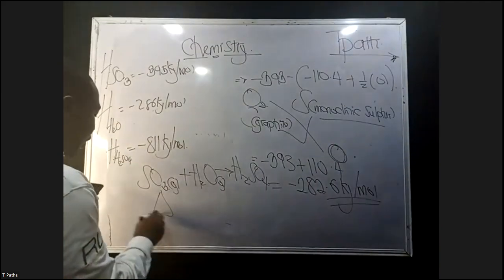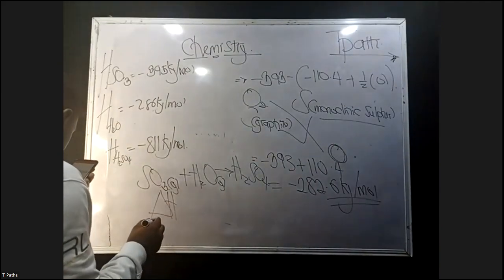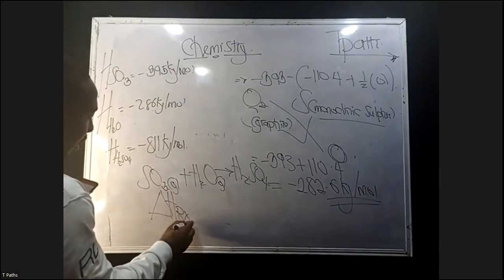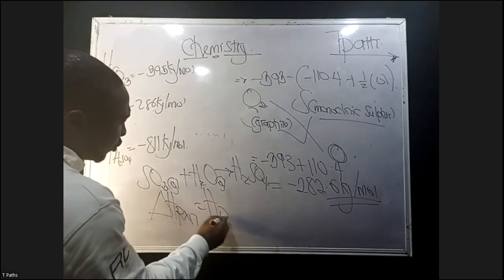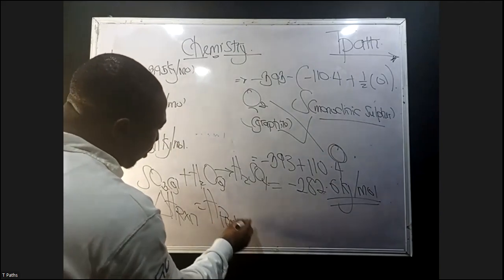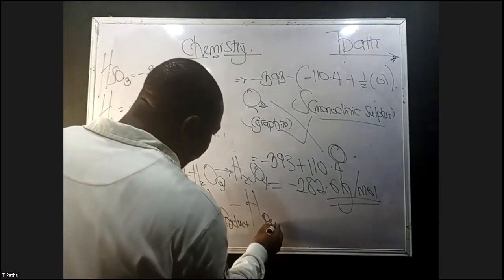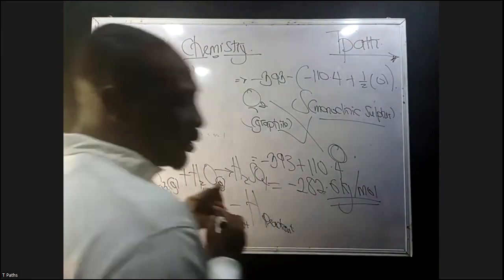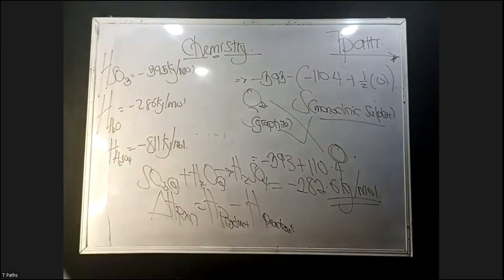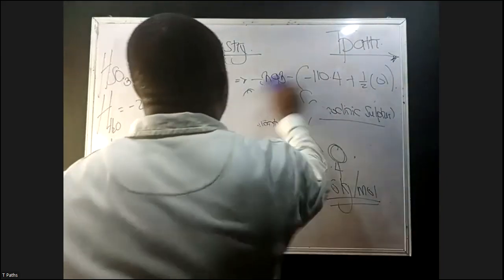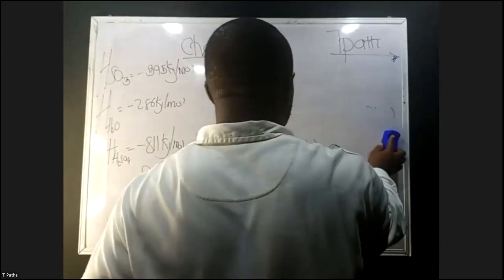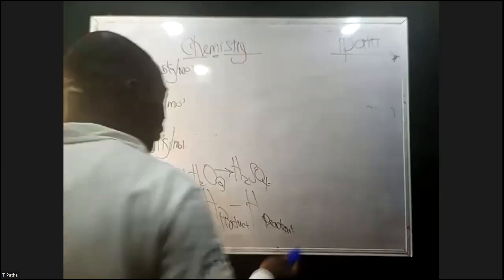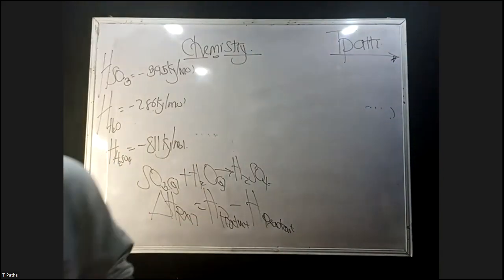So delta H of reaction will be equal to H of product minus H of reactant. And the product here is what? The product here is H2SO4. And the reactants are H2O and SO3 respectively. So you see the type of questions that come out.